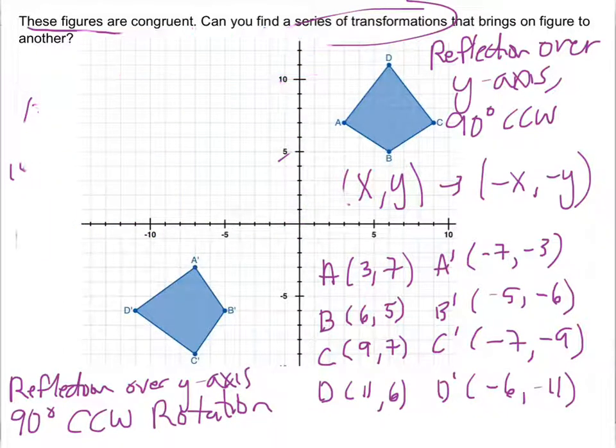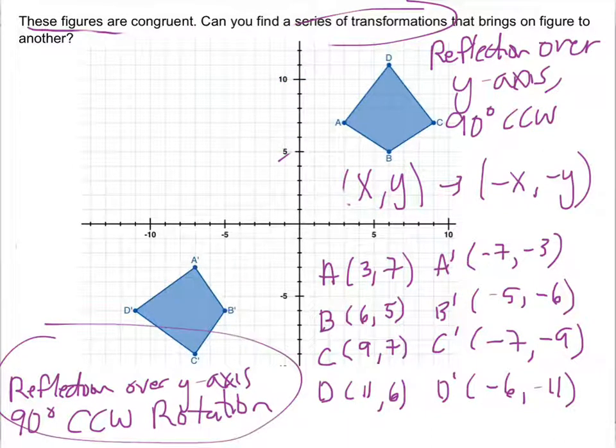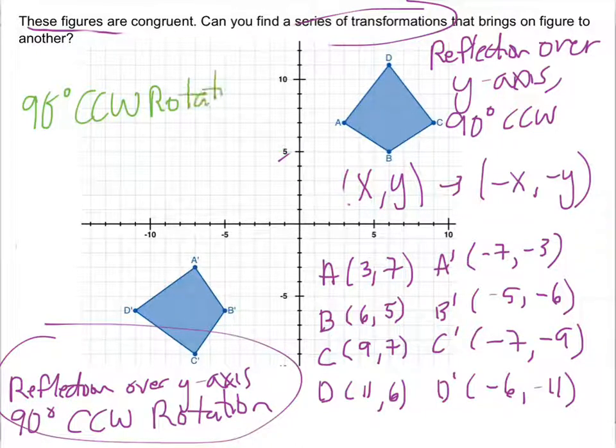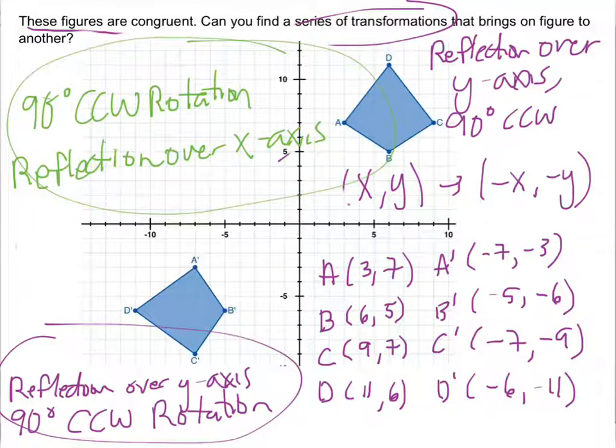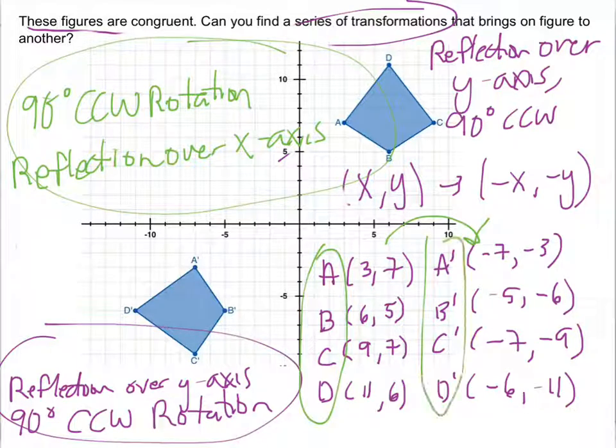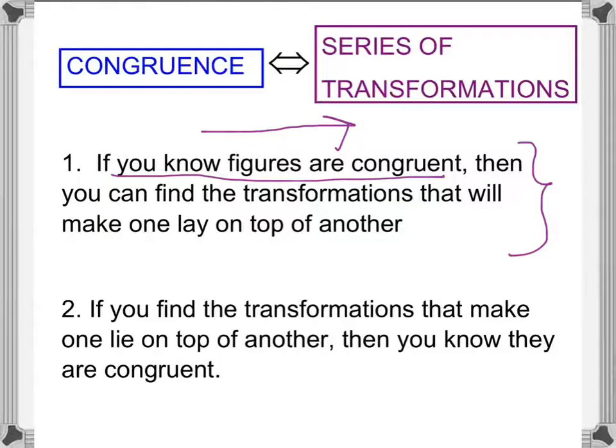So I could have done the one here in purple, and then I could have also done a 90-degree rotation first, as well as followed by a reflection over the x-axis. So there's actually two answers here. Two answers would get you from A to A prime, and from all the original coordinates to all the original prime coordinates. Okay, so that deals with sort of the first question.